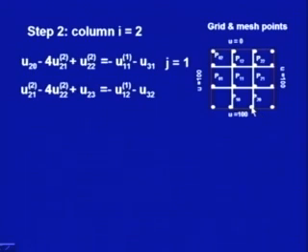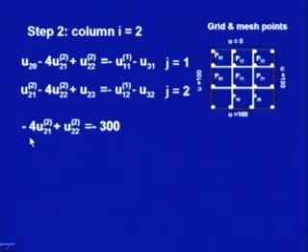U20 is this boundary point which is 100, U31 is this boundary point which is also 100. So it is minus 200. U11 at the first stage we have already got as minus 100. So the first equation would give me minus U21 plus U22 is equal to minus 300.